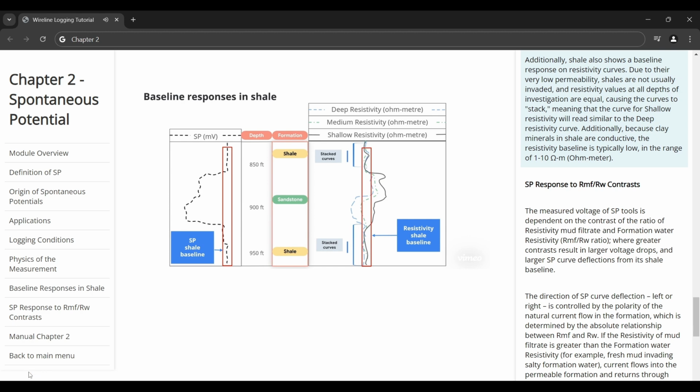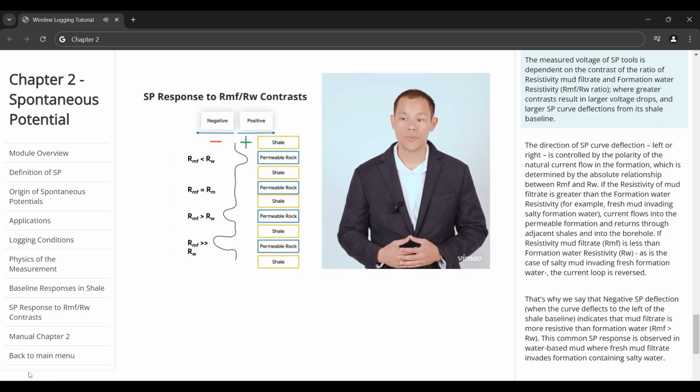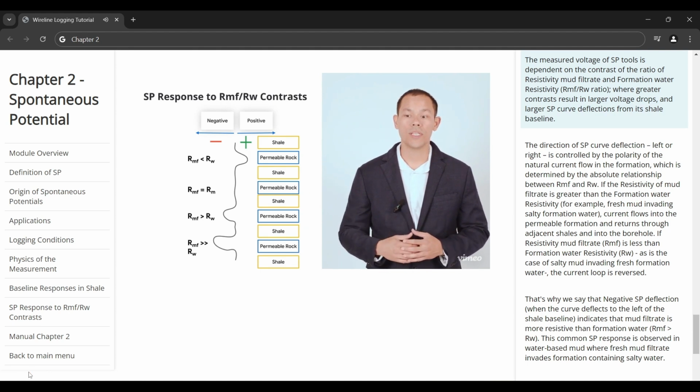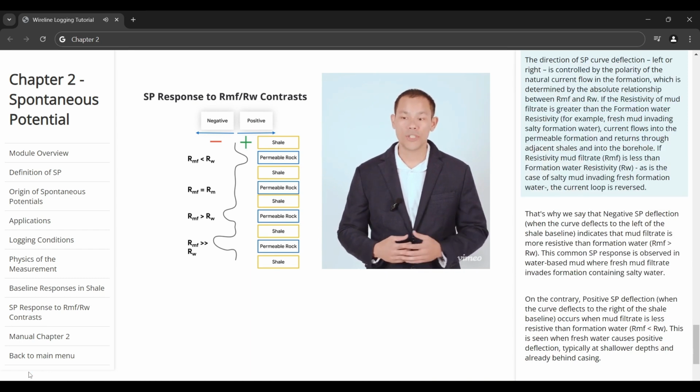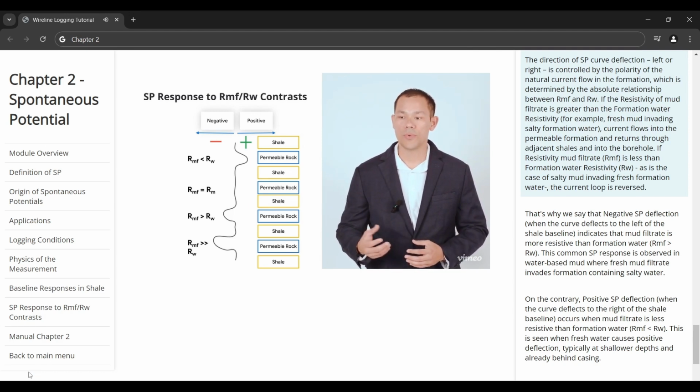The measured voltage of the SP tool is dependent on the contrast ratio of the resistivity of mud filtrate (RMF) and formation water resistivity (RW), where greater contrast results in larger voltage drop and larger SP curve deflection from its shale baseline. The direction of the SP curve deflection, left or right, is controlled by the polarity of the natural current flow in the formation, which is determined by the relationship between RMF and RW.